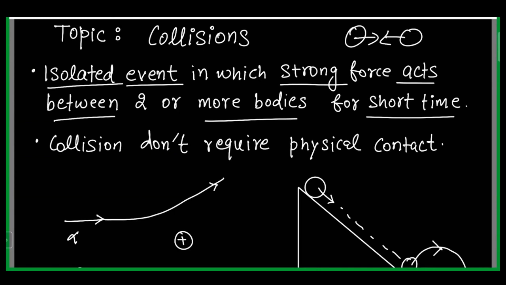The collision time is usually small. But this is an isolated system. Those 2 trucks are exerting force on each other, but on a combined system of the 2 trucks, no external force is acting. Okay, ideally. So it is an isolated event in which 2 or more objects experience force due to each other.